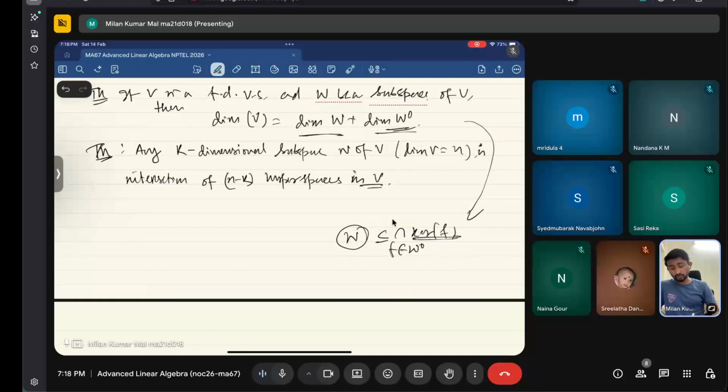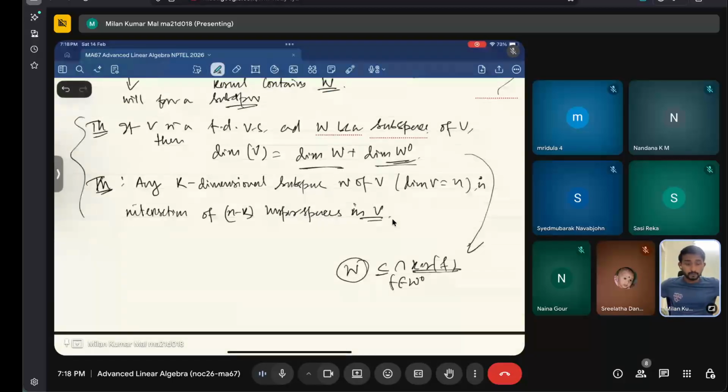So these are the two theorems which you need. V is a vector space and W is a subspace of V. Then the dimension of V is the dimension of W plus the dimension of W naught, where W naught is the annihilator. Another thing is that any k-dimensional subspace W is the intersection of n minus k hyperspaces in V. So I hope I am able to explain how the hyperplane and the linear functional connect, and how this statement makes sense. If this terminology is okay, then let's go back to the problem.